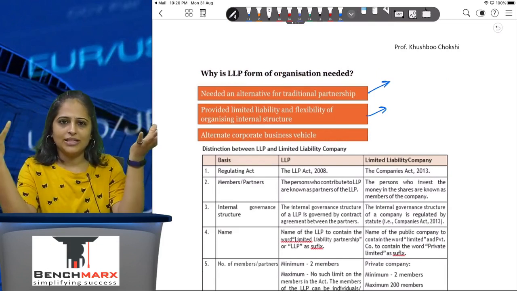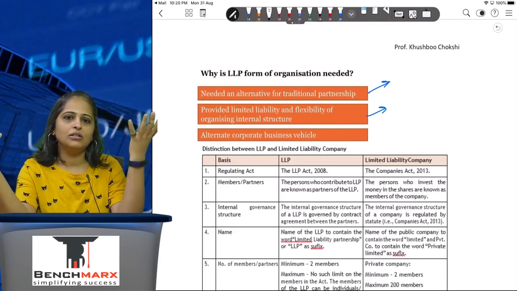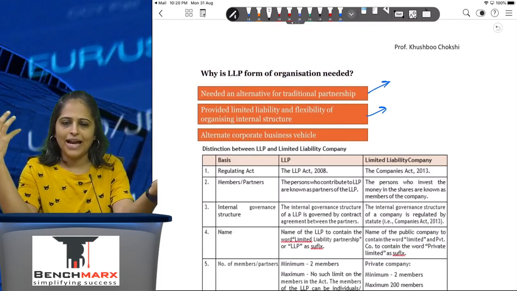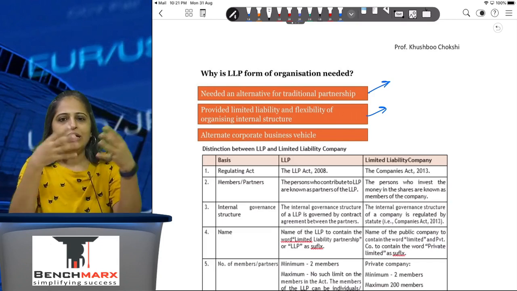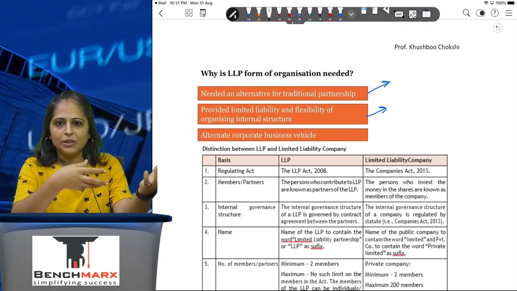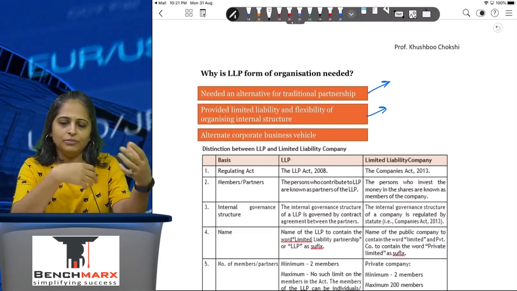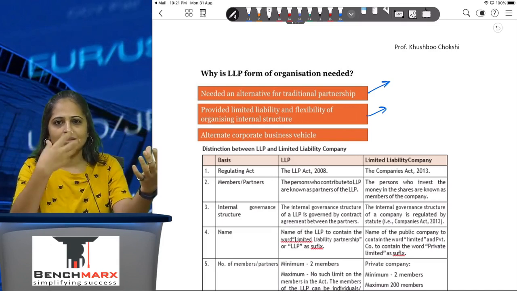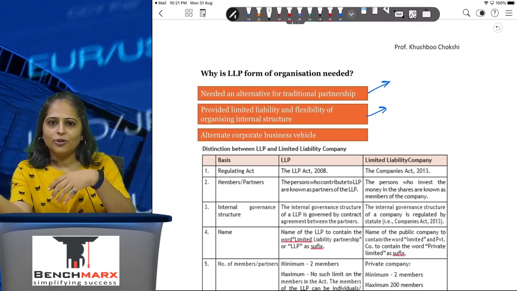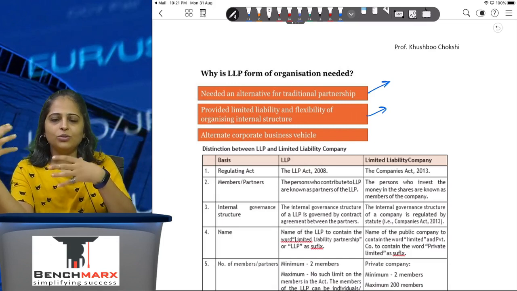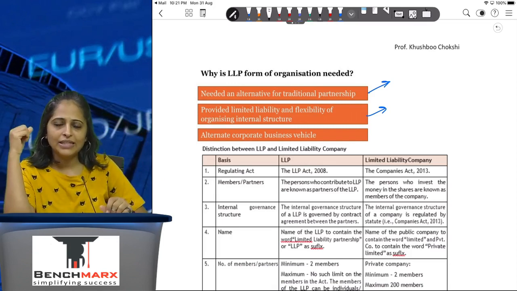LLP form of organization is nothing but a mixture of an Indian Partnership Act and a company form of organization. Indian Partnership Act is basically where two people come together to do a business with a view to earn profit, and the liability of the partners is unlimited. In the company form of organization, your liability is limited, but the disadvantage is that you have to do a lot of compliances under the Companies Act.